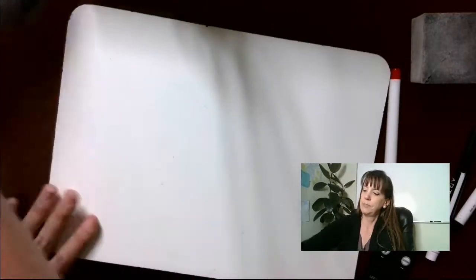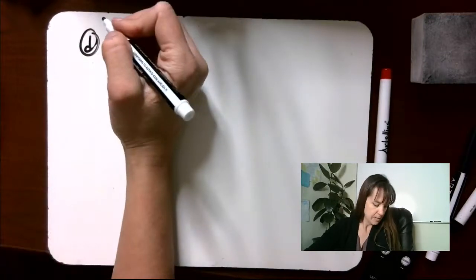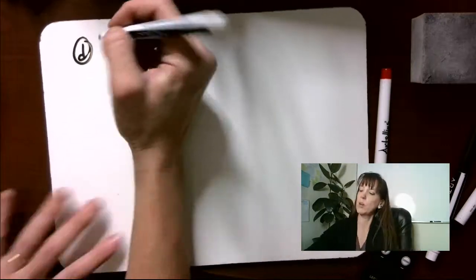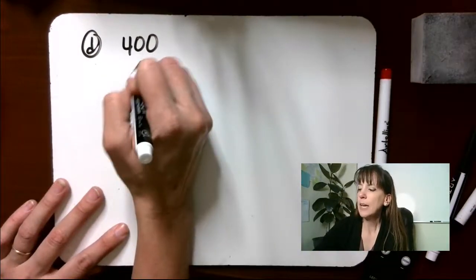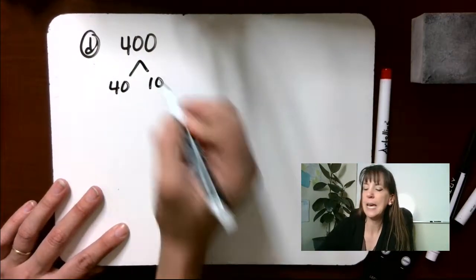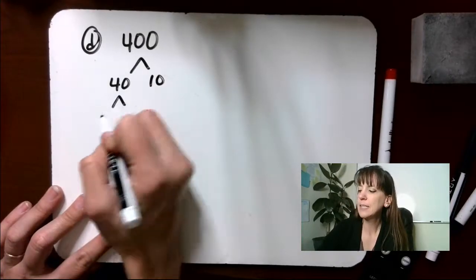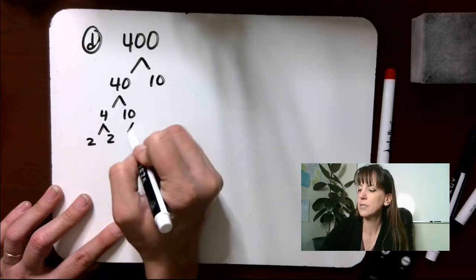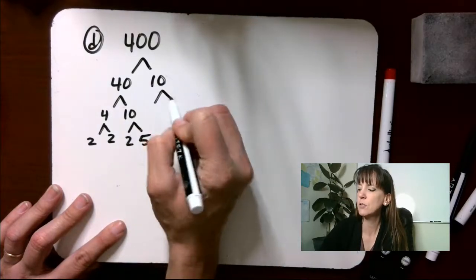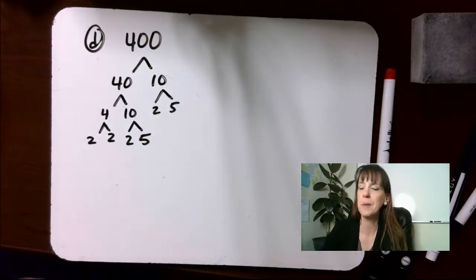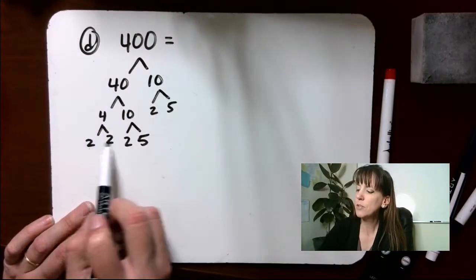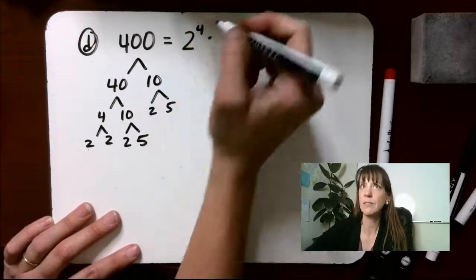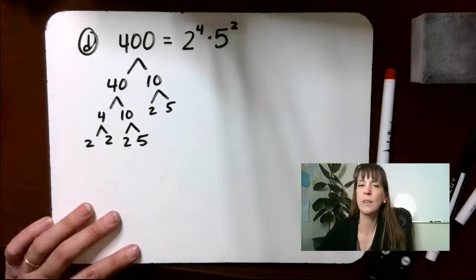All right, D is going to be, where is it? Oh, 400. So that's going to be 40 times 10, right? 40, that's 4 times 10, right? This is 2 and 2. This is 2 and 5. This is 2 and 5. All those prime numbers there. How many 2's do I have? 1, 2, 3, 4 2's. How many 5's do I have? I've got 2 there. So 5 squared. There's your answer.